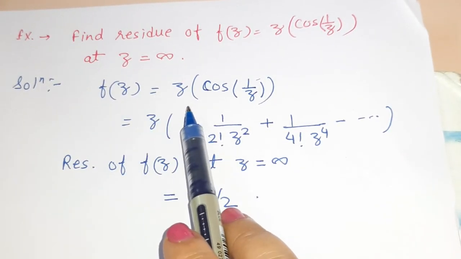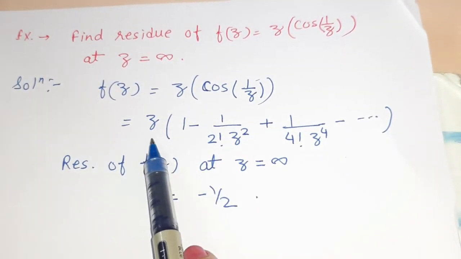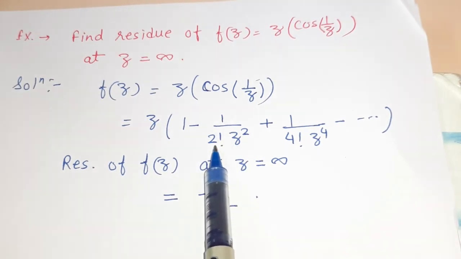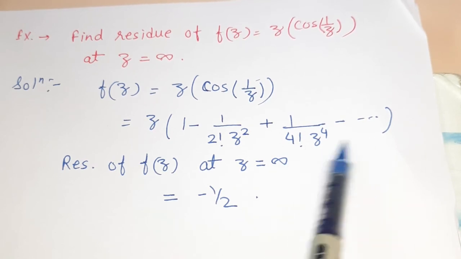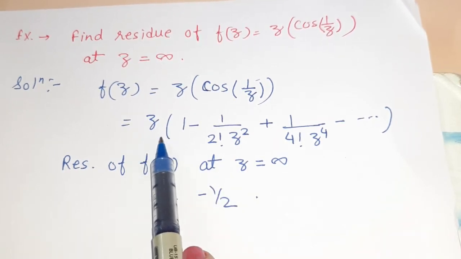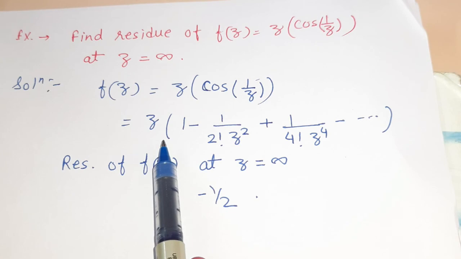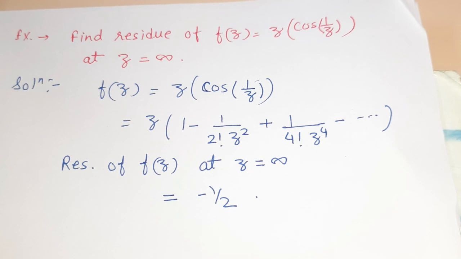So f(z) is equal to z into cos 1 by z. We take the expansion of cos 1 by z, then we have z into (1 minus 1 by factorial 2 into z square plus 1 by factorial 4 into z to the power 4 and so on). What is the coefficient of 1 by z here? When we multiply this z to these values, the coefficient of 1 by z will be minus 1 by 2. So residue of f(z) at z equal to infinity is minus 1 by 2. I hope now it is clear to you how we calculate the residue at a simple pole, at a higher order pole and at infinity. Okay, thank you.